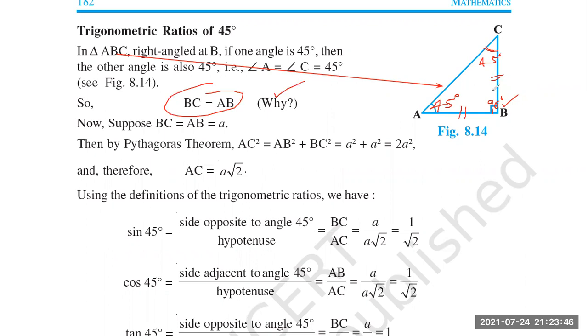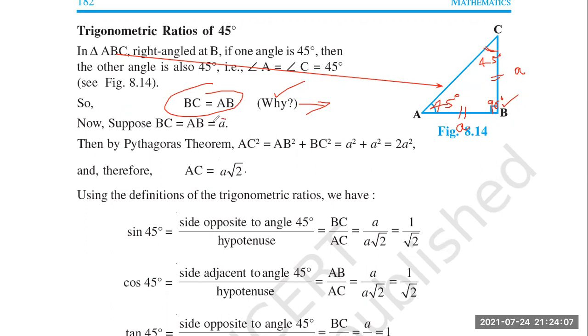Because it is an isosceles triangle. That's the answer you can write for this bracket. Now suppose BC is equal to AB is equal to A. यहाँ पर BC और AB values जो equal हैं because of this 45 degrees करके हम जो कह रहे हैं, इन दोनों के वैल्यूज जब इक्वल है तो उन दोनों का वैल्यू भी तो सेम रहेगा. BC यदि 5 है तो AB भी 5 रहेगा.